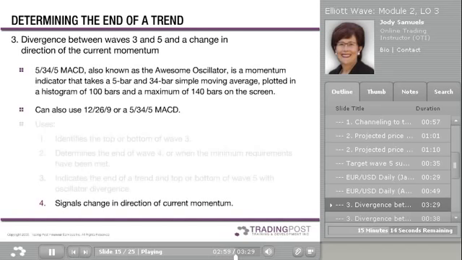4. It signals a change in direction of the current momentum. The Awesome Oscillator signals the immediate direction of the current momentum by looking at the relative position between the 5-34 histogram of the oscillator and the signal line, which is a 5-bar simple moving average of the 5-34 oscillator. Then, take trades only in the direction of the current momentum. If the histogram is below the signal line, take shorts. If the histogram is above the signal line, take longs.